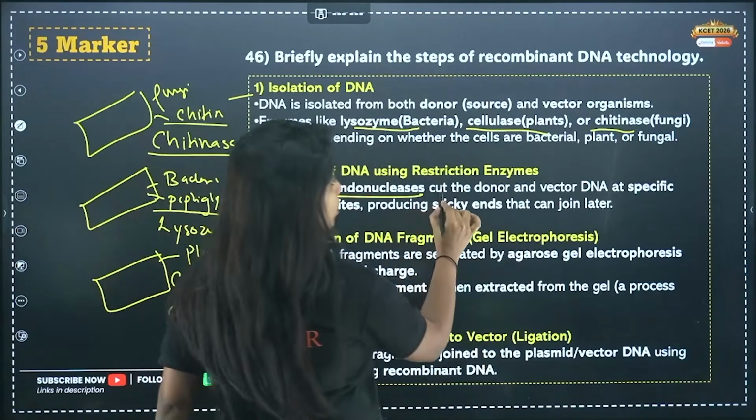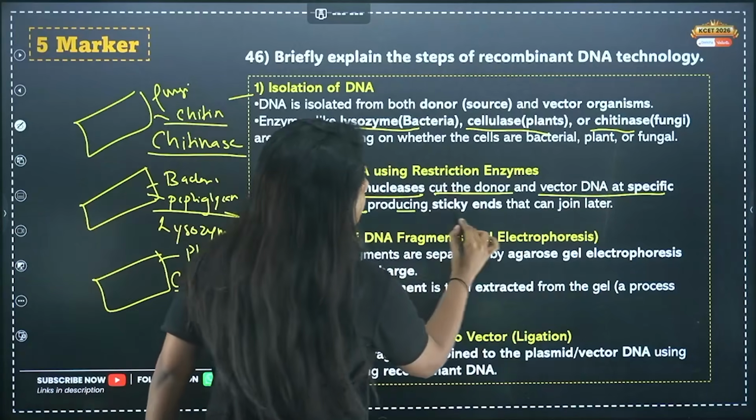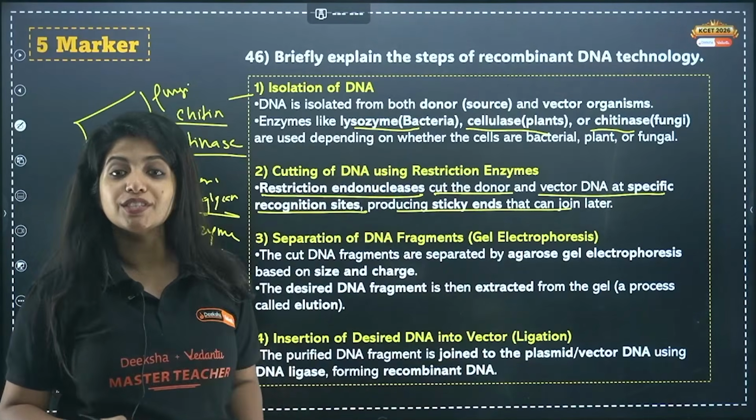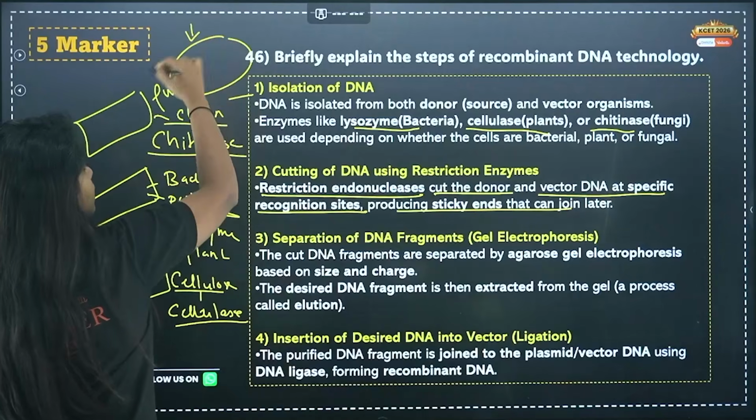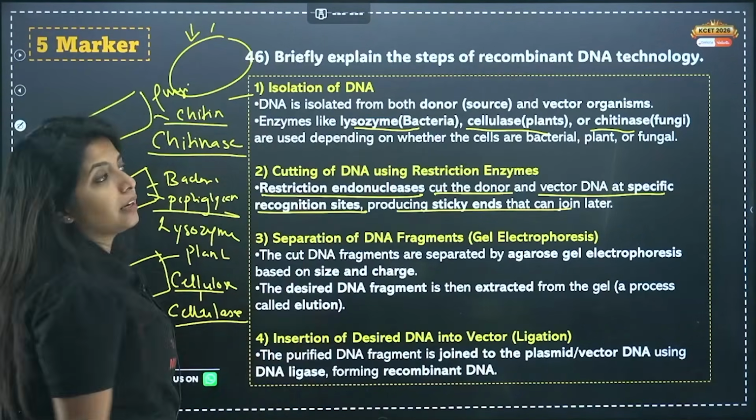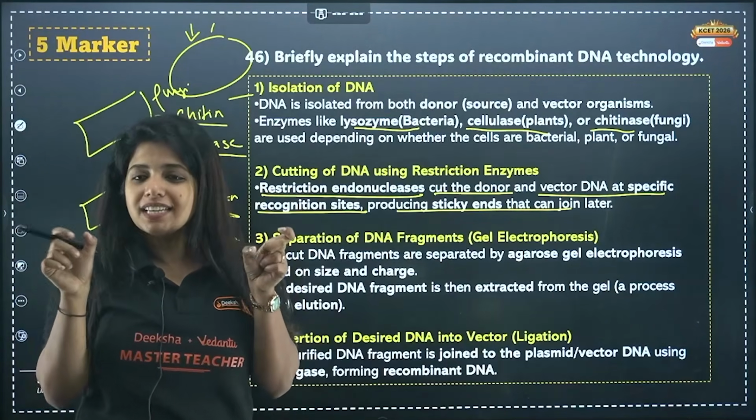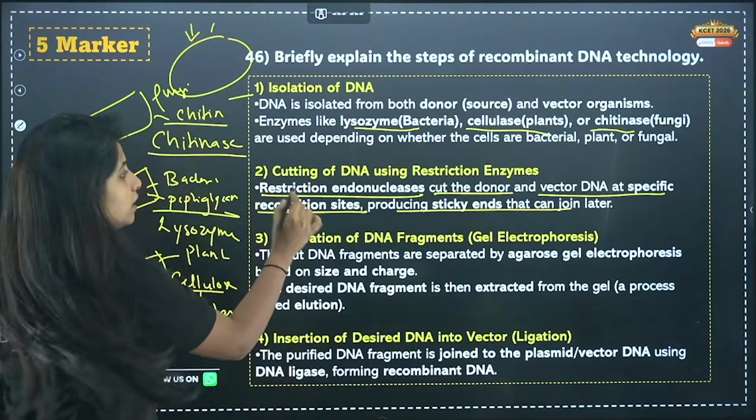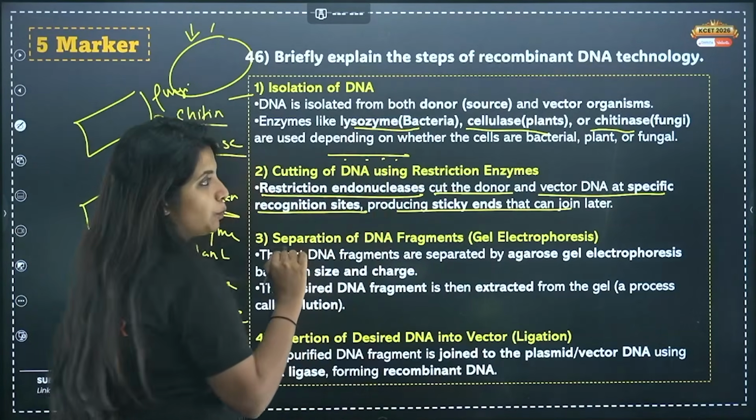So restriction endonucleases cut the donor and the vector DNA at specific recognition sites, producing sticky ends. So over here I am cutting the DNA of the fungi with the same restriction enzyme. I am going to cut the DNA of the vector. So I am going to get an end which is known as sticky end. Sticky end basically means that I have base pairs over here, I do not have any complementary base pairs.